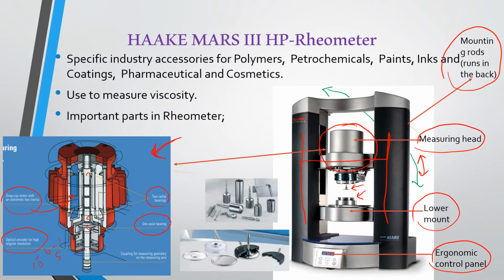Other than that, let me talk a little bit about geometry. Like I said, this part right here represents the sample holder, and this is a spindle. In the instrument, they call the spindles geometries. So these are the geometries. These geometries come in various sizes, materials, and with different surfaces.